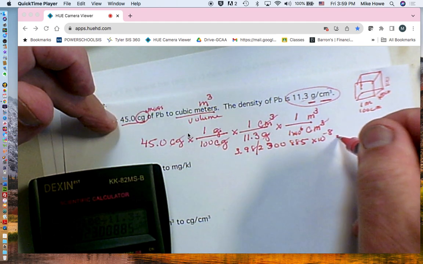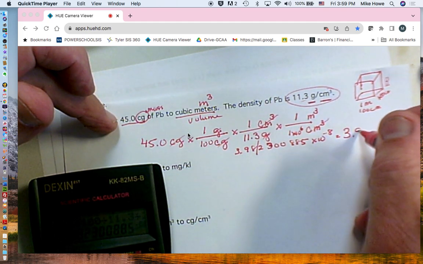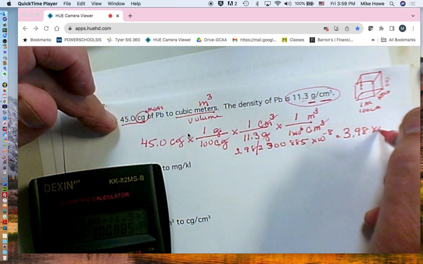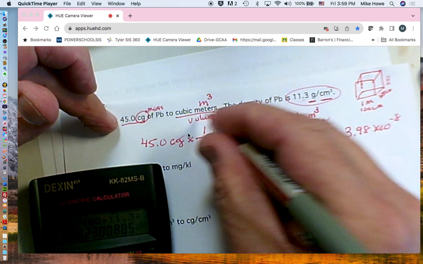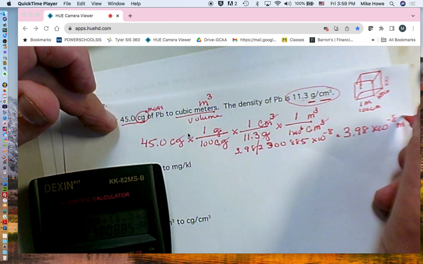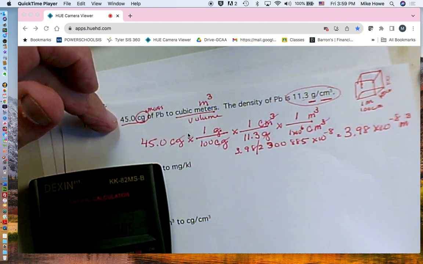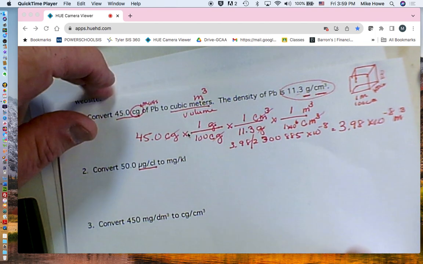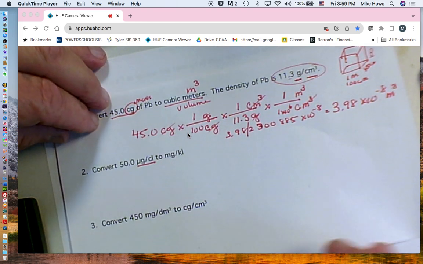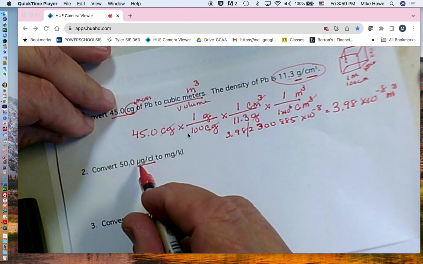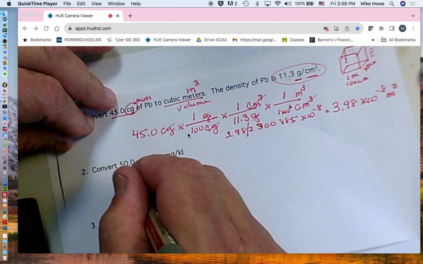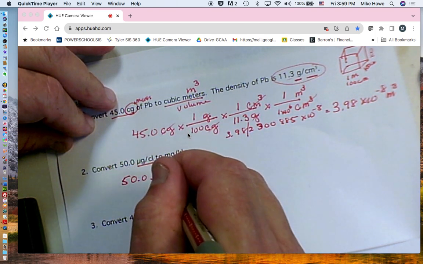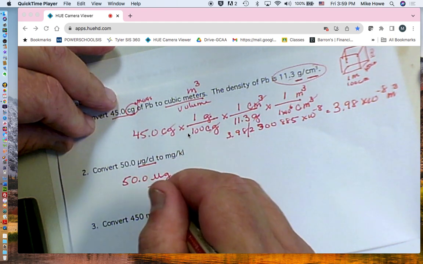So our final answer is 3.98 times 10 to the -8th. The unit would be cubic meters, so m to the 3rd power. All right, that's problem number 1. Problem number 2 has 2 parts in its unit. So you write both those parts down, 50.0 micrograms over centiliter.